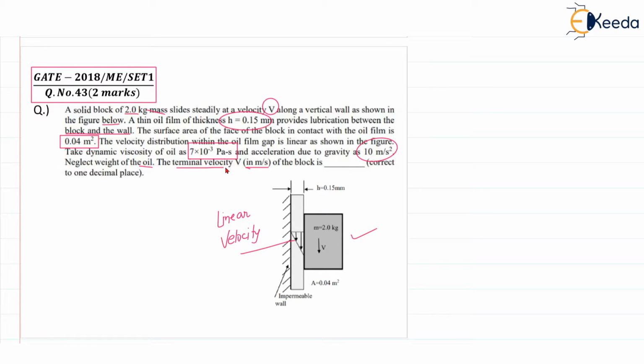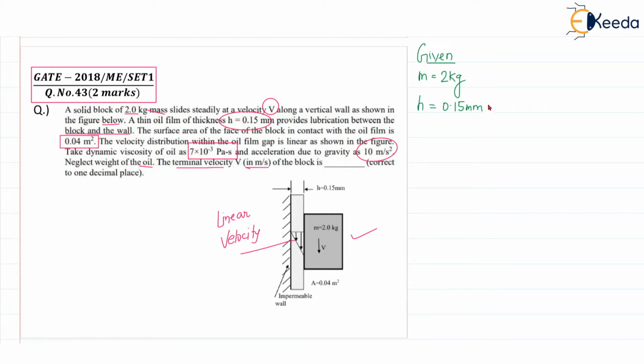So first of all, as per the given data, let us write down the given values here. A solid block of 2 kg mass. So mass m is given as 2 kg, and it slides with velocity v along a vertical wall as shown in the figure. A thin oil film of thickness H is 0.15 mm. So this H is given. H is equal to 0.15 mm.